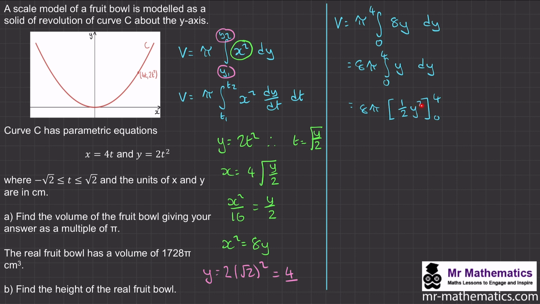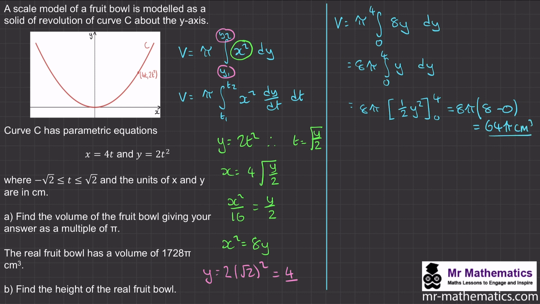And now we'll substitute in our limits, and we get 8 pi times 1/2 of y squared, which is 1/2 of 16, so this will be 8. And then substitute in the 0, and we get 0. So the volume will be equal to 64 pi centimetres cubed.